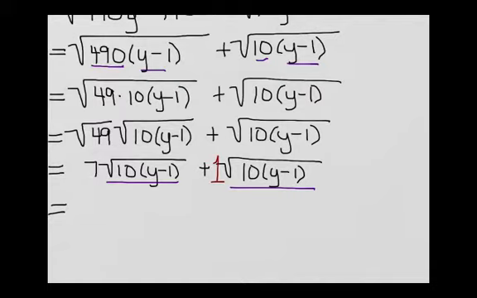And so we have 7 times the square root of 10 times y minus 1 plus 1 times the square root of 10 times y minus 1, which gives us 8 times the square root of 10 times y minus 1. And that's our final answer.